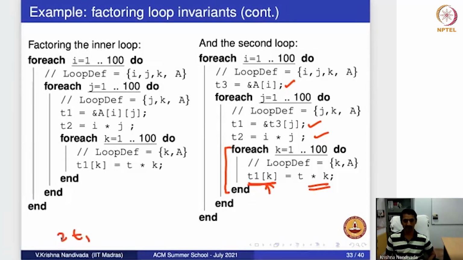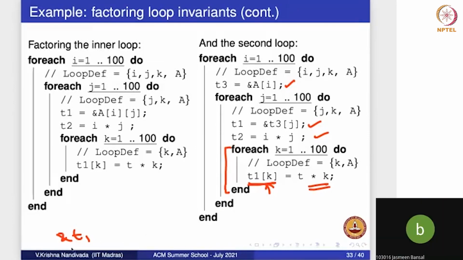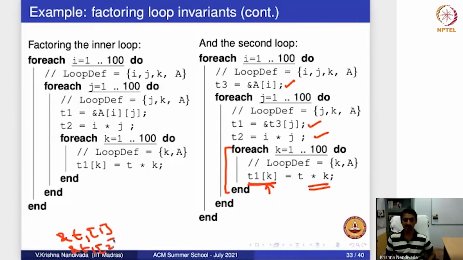T1. Address of T1 of 1. In the next iteration, what will I write to? T1 of 2. Very good. Address of T1 of 2, right? At this address I'll write. Can I do something like this now? Let me take a temporary T6 equal to address of T1 of 1, and this I will write as star T6 equal to this.